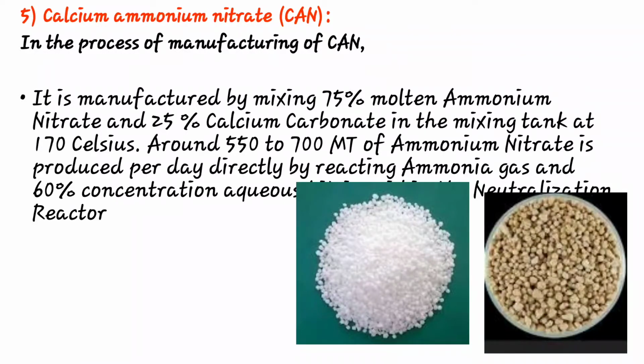And also the general properties: CAN leaves neither an acidic nor a basic residual effect, and hence it can be used for acidic as well as alkaline soil. It can be used for both soils, alkali soil as well as acid soil. Also, it is readily soluble in water and suitable for various varieties and soils. Also, it is hygroscopic in nature.